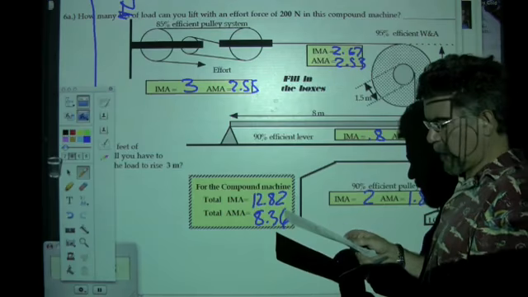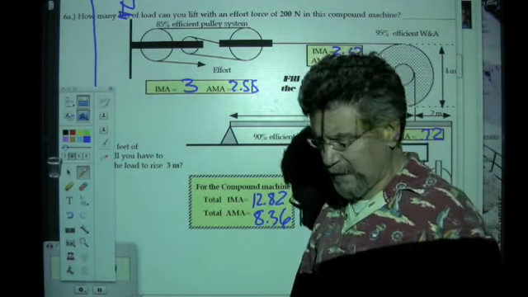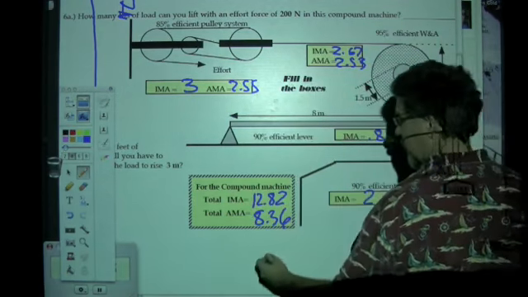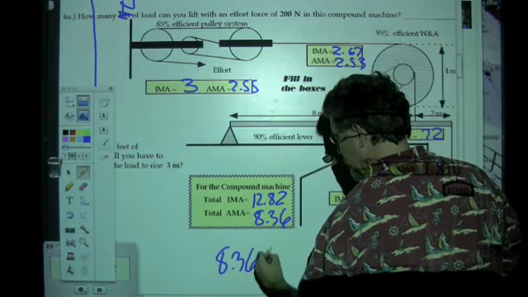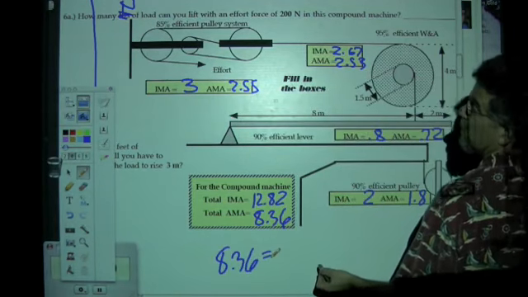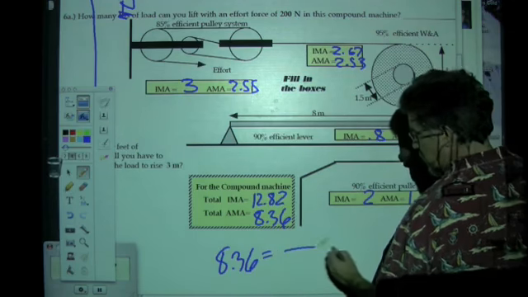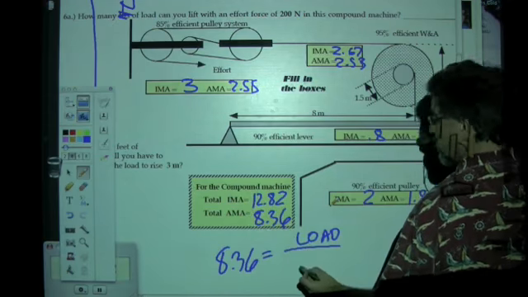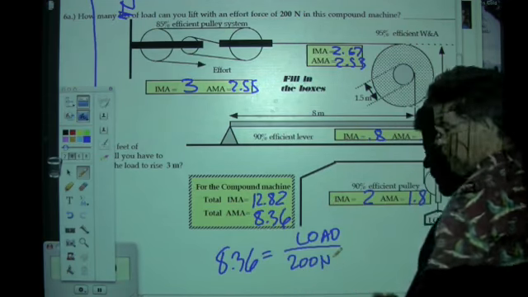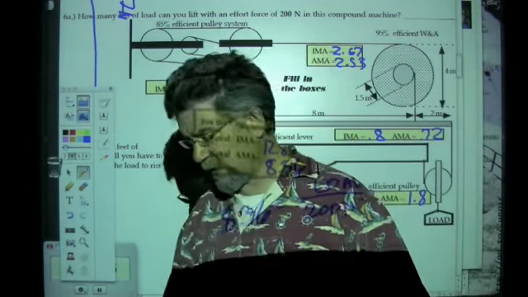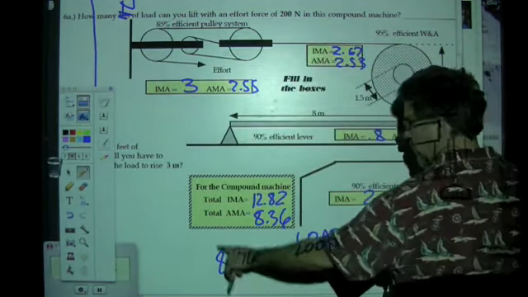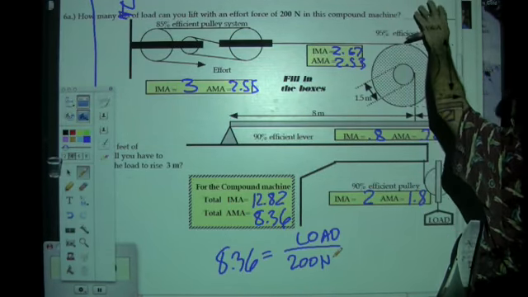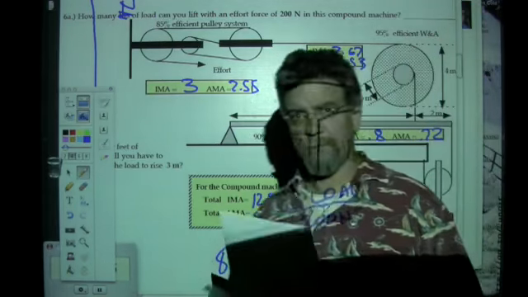Well, that's simple. It's easy though, because that's AMA. And so I said, okay, I'm going to use an AMA is 8.36, and 8.36 is load over effort. So I'm trying to find load using 200 newtons of effort. So 8.36 times 200. So what? 1600 and something. 1672, something like that. Okay.